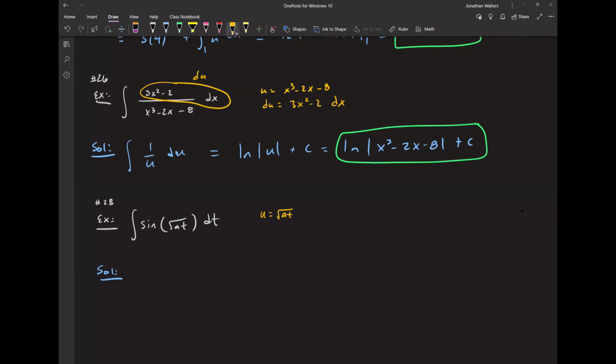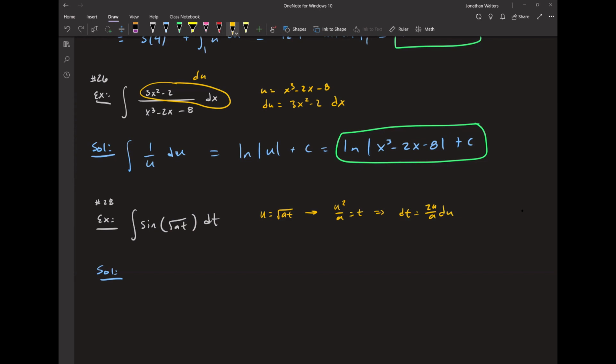And then from there, I think what we should do is go ahead and solve for t and then take the derivative of t with respect to u. So that would be u squared over a equals t. So I can actually get that dt would be 2u over a du.